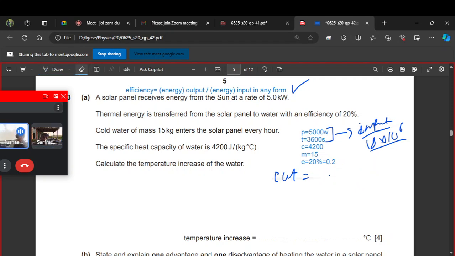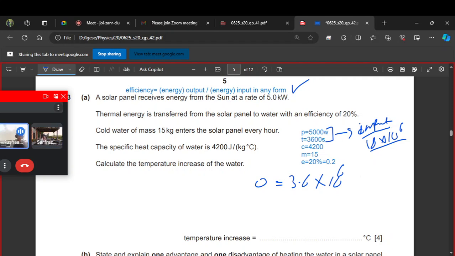I did 20 over 100 times 18 million, times 3.6 million. Very good. You have got output as 3.6 times 10 raised to the power 6 joule energy. How have you calculated delta T, or change in temperature?